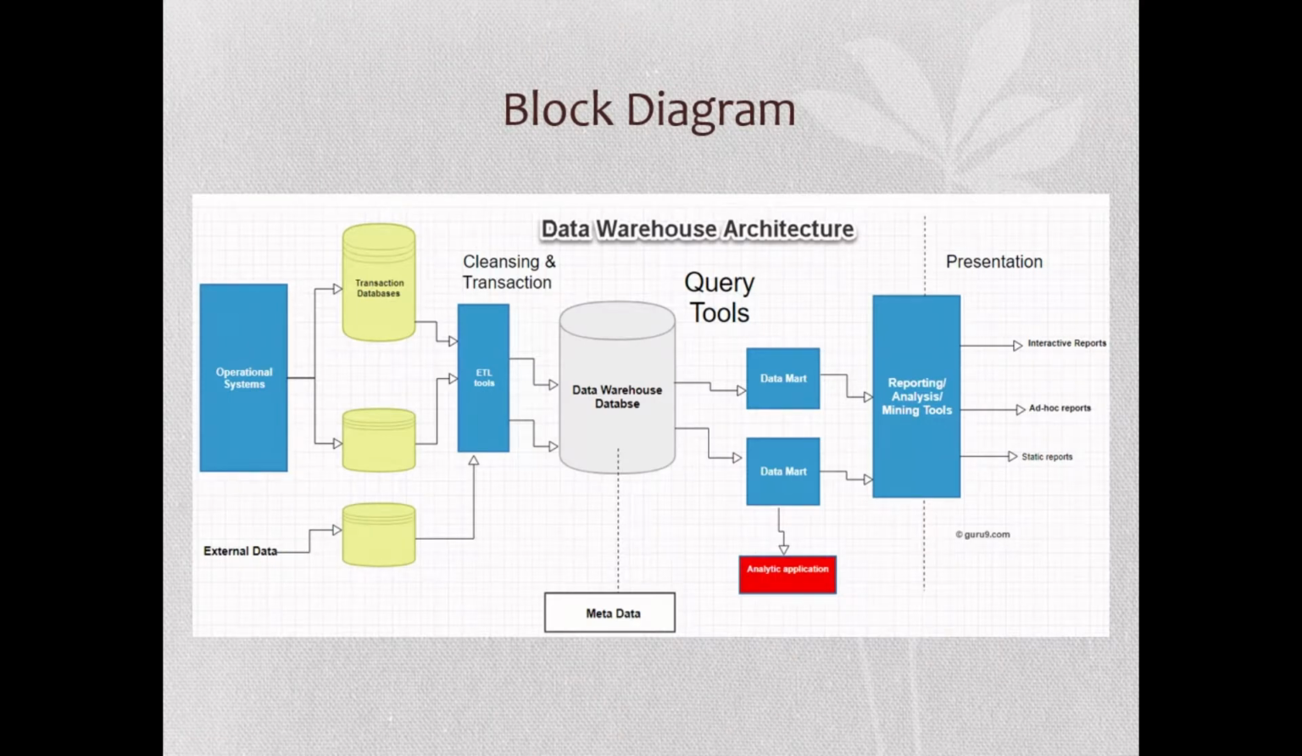Here is the block diagram of the data warehouse. In the block diagram, you can see that the architecture has external data, operational systems, transaction database, ETL tools, cleaning and transformation, query tools, metadata, data mart, presentations, and all these things are required. As you can see in the architecture, this is how the data warehouse works.